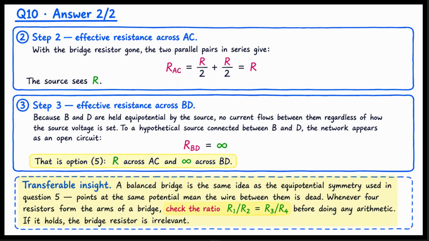The transferable insight is the one I want you to walk away with. A balanced bridge is the same idea as the equipotential symmetry used in question 5. Points at the same potential mean the wire between them is dead. Whenever 4 resistors form the arms of a bridge, check the ratio R-1 over R-2 equals R-3 over R-4 before doing any arithmetic. If it holds, the bridge resistor is irrelevant. This trick will save you minutes on a Wheatstone bridge problem, and it generalizes to any network where you can spot a balanced configuration. Trust the equipotential move.